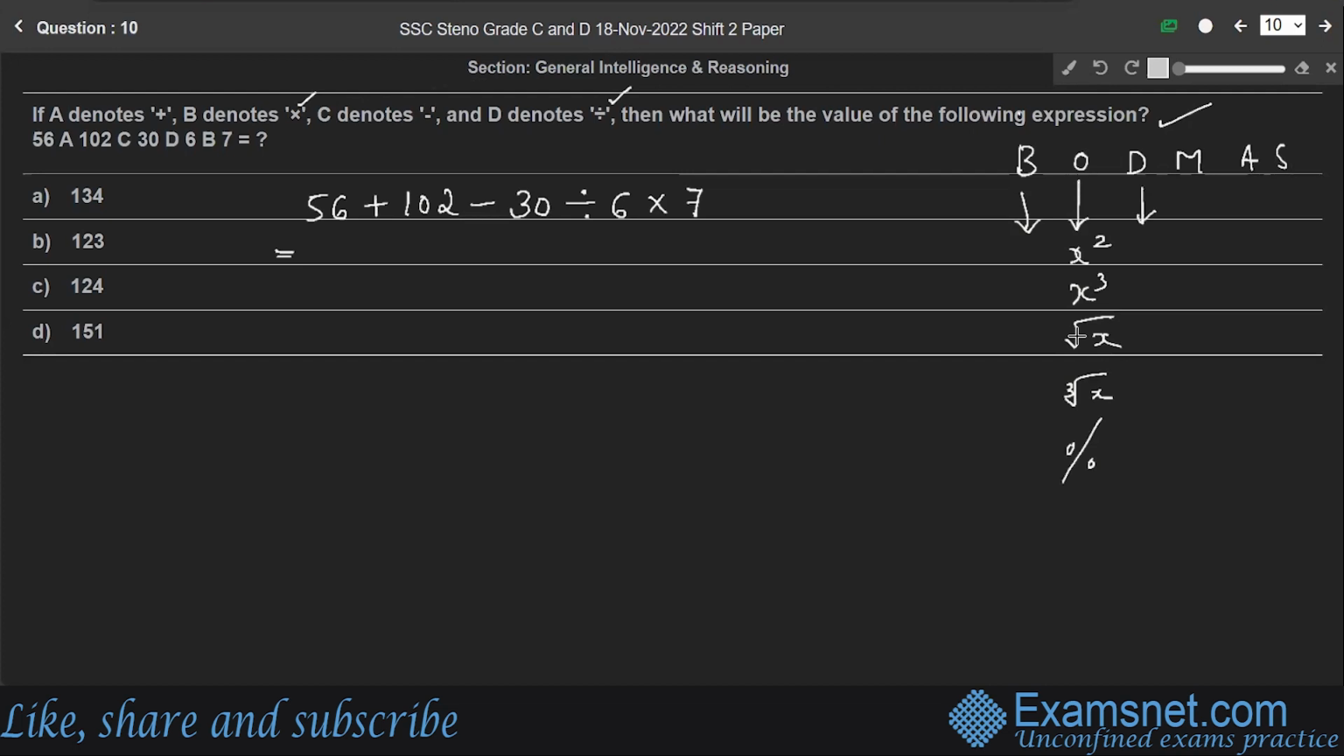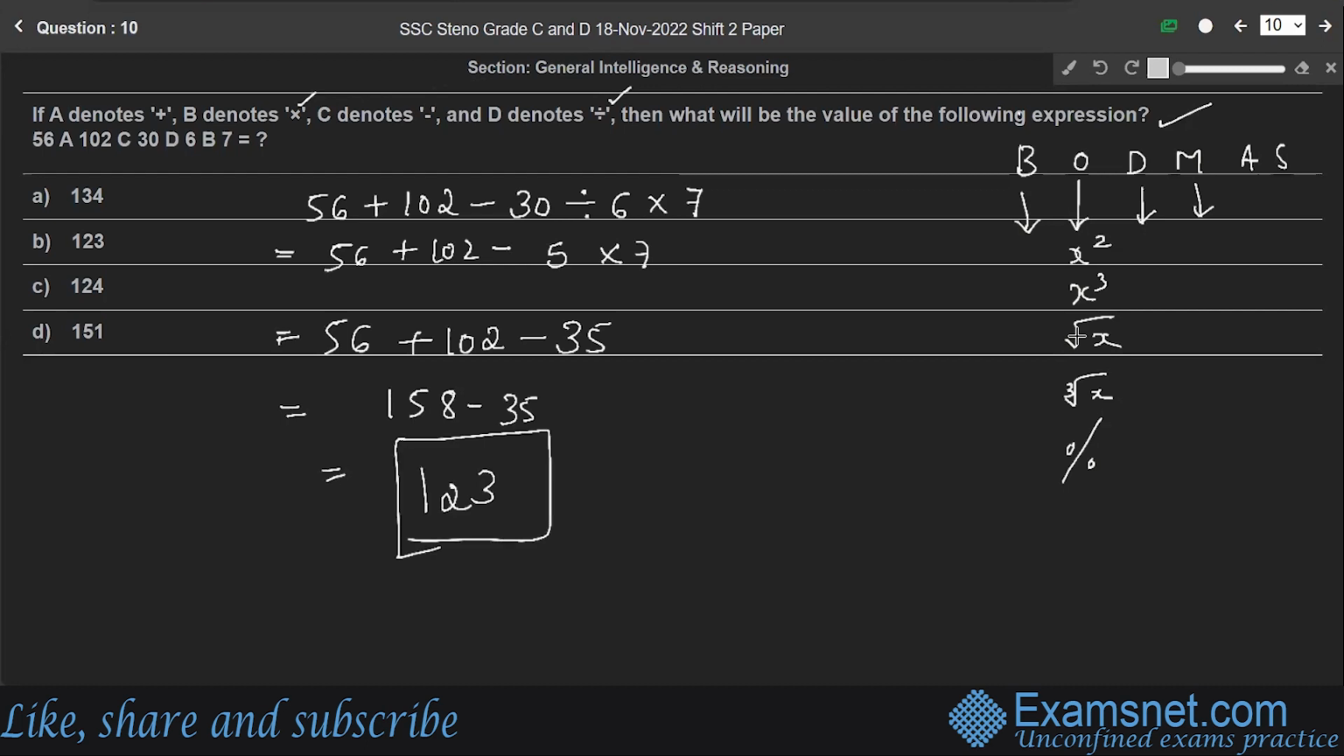Next comes division. Here we have a division which is 30 by 6, right? So 56 plus 102 minus 30 by 6 is 5, minus 5 into 7 we have. After division, multiplication comes. So 5 into 7, 35, so minus 35. Next comes addition. So 102 plus 56 is 158, minus 35 is equal to 123, and 123 is the final answer. So the value of the given expression is option B.